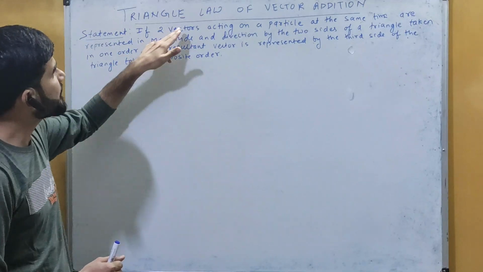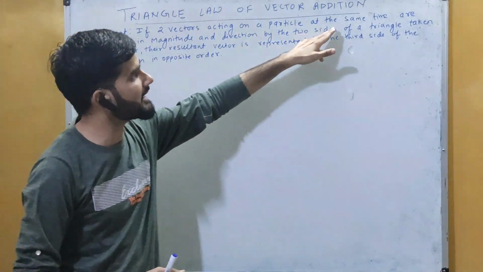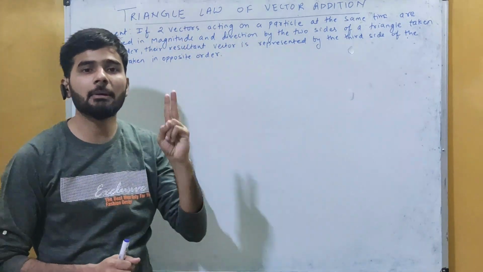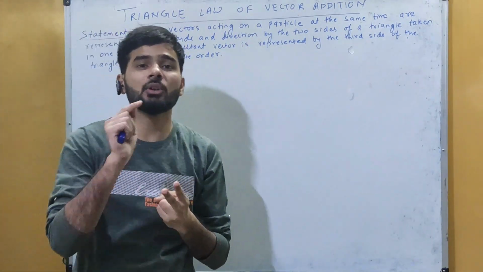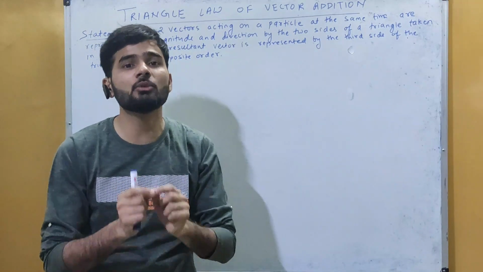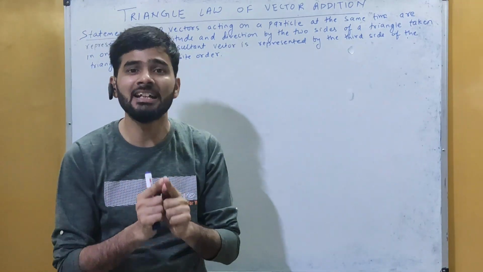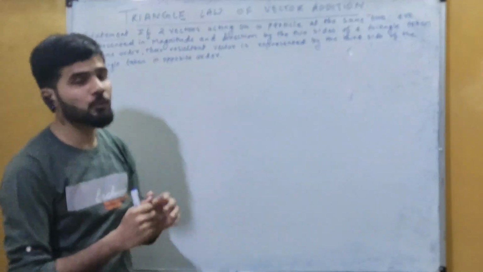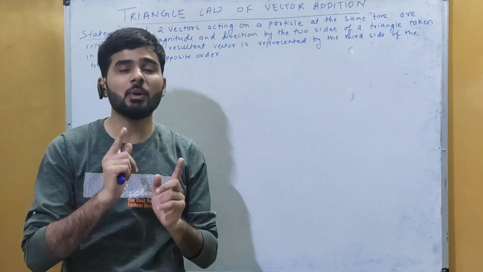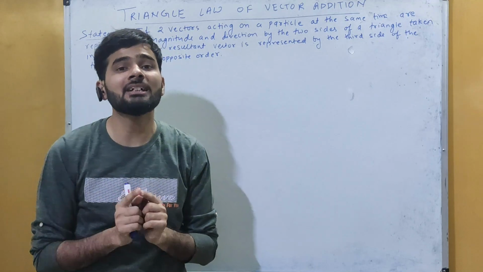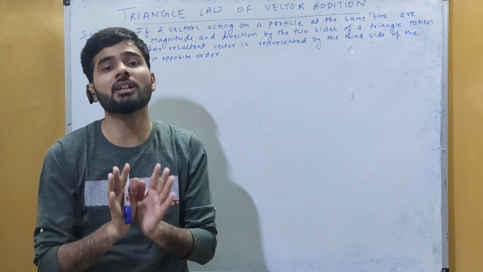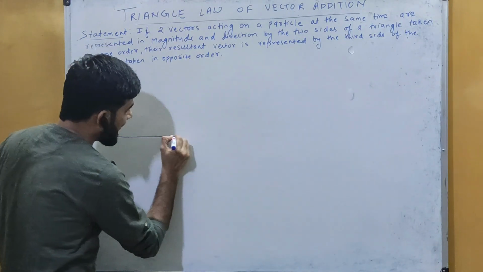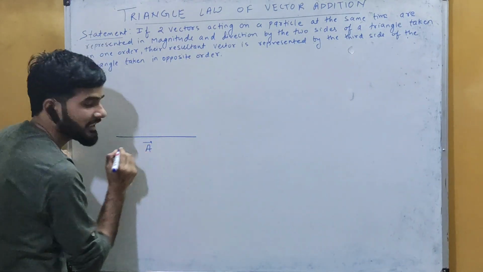It states that if two vectors acting on a particle at the same time are represented in magnitude and direction, we have two vectors acting on a particle and we represent them with both magnitude and direction, by the two sides of a triangle taken in one order. That means we are considering those two vectors to be the sides of the triangle and their order is the same. What does order mean? Suppose, for example, we have this vector A.